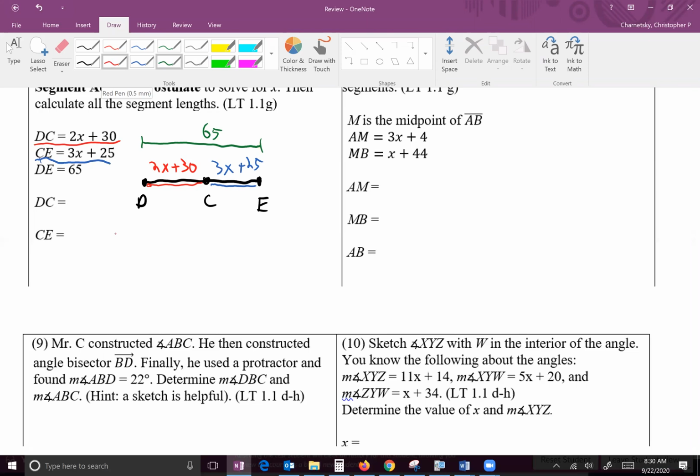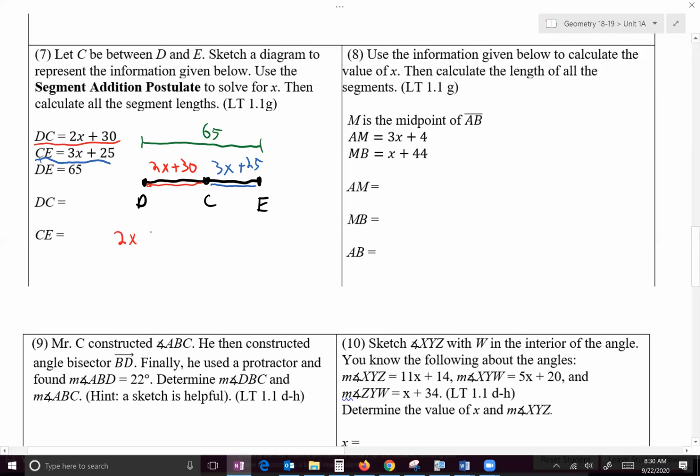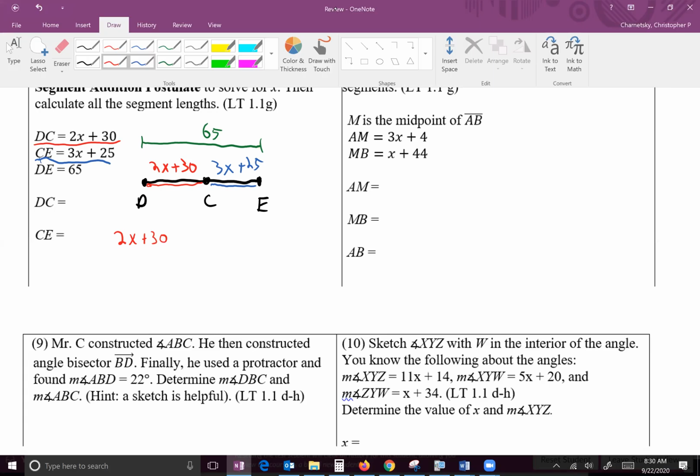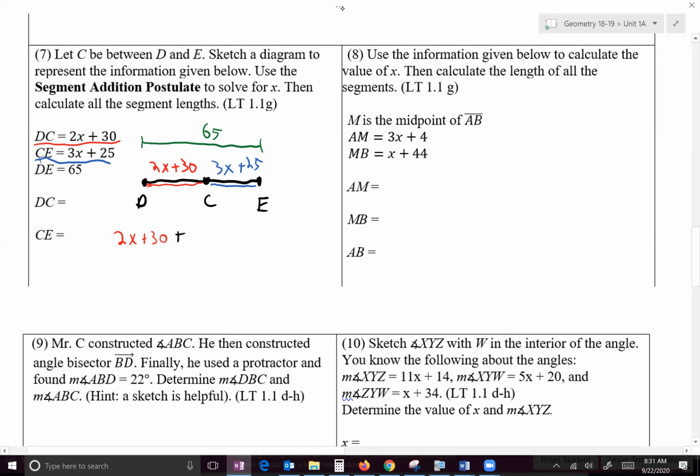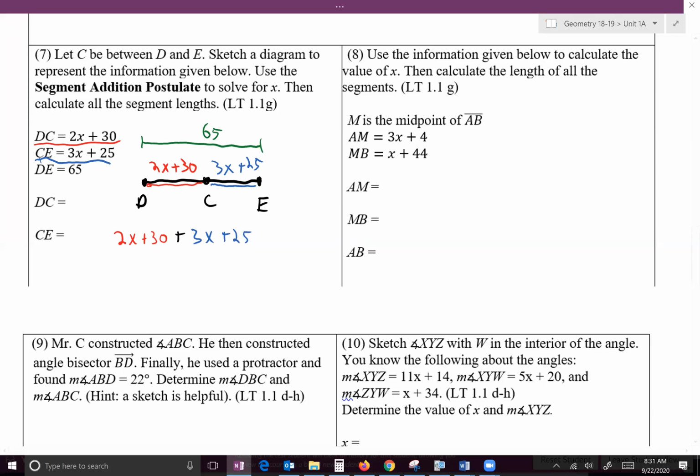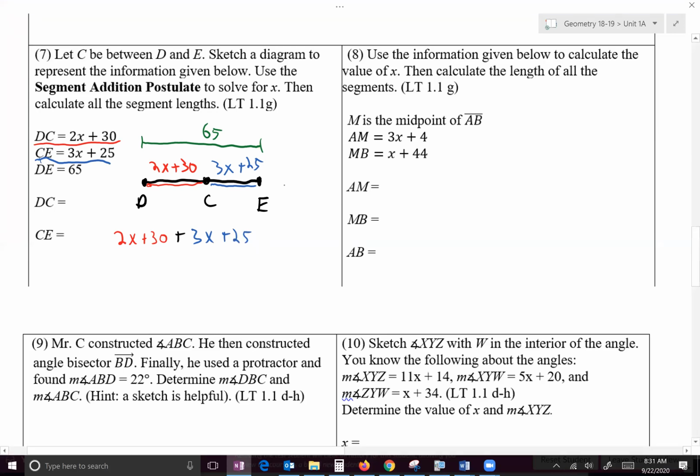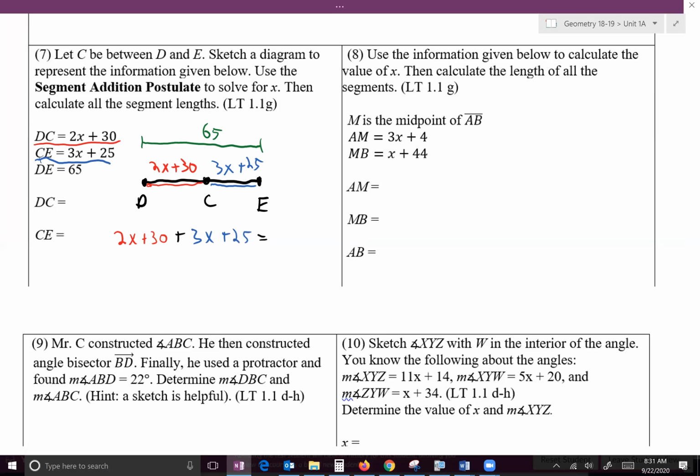I'm going to do 2x plus 30 plus my 3x plus 25 equals the entire thing. Okay.